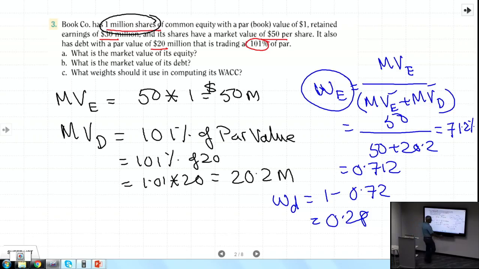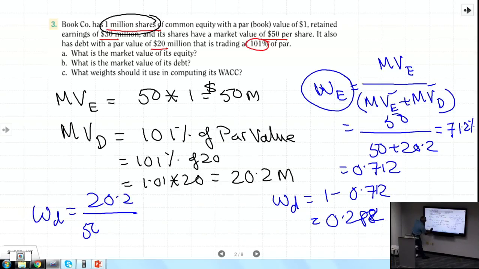So this would be 0.288. Or I could have done it in this manner. WD is 20.2 divided by 50 plus 20.2, which would also be 0.288. Either way would give me the same answer.